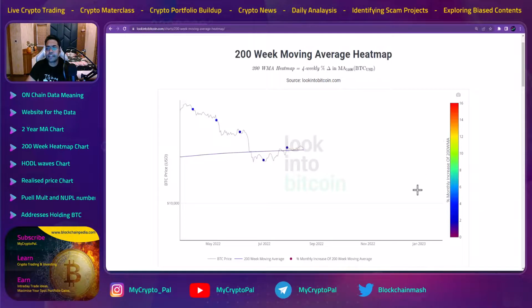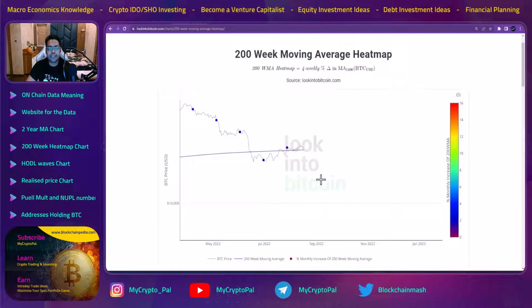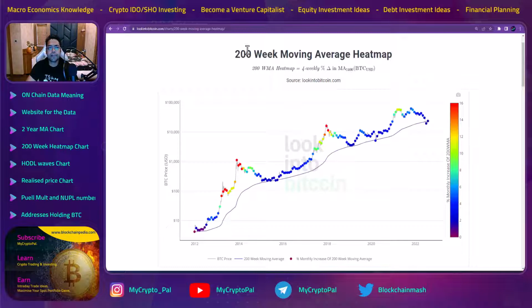Okay, and you can see currently we went below the 200-week moving average for the first time, and now we are reclaiming the 200-week moving average over here. Okay, that is why you can see that markets have turned a little bit bullish, because we are accumulating over the 200-week moving average. Okay, so this is about that.